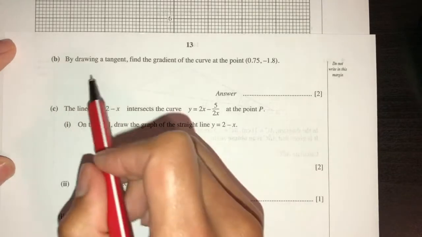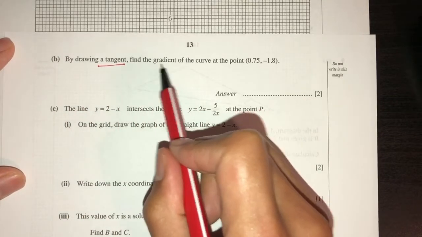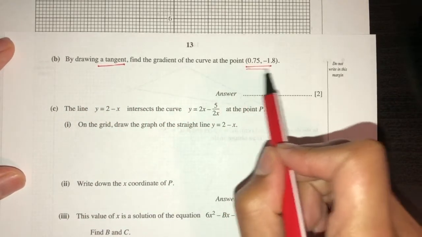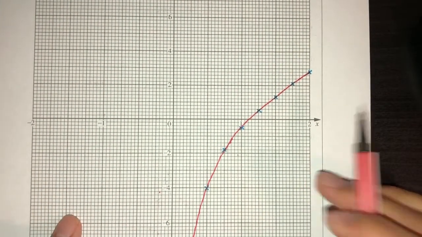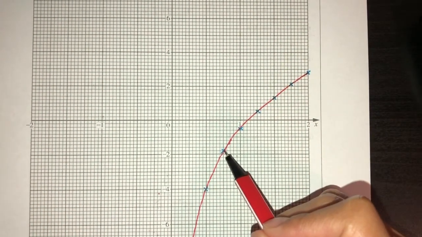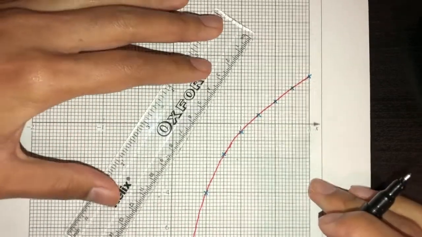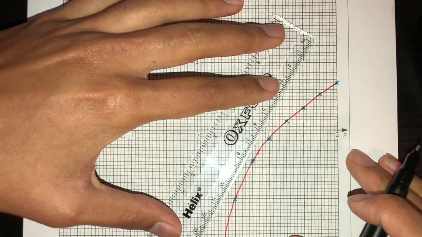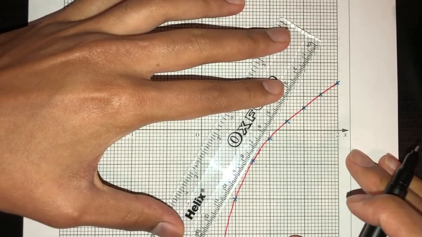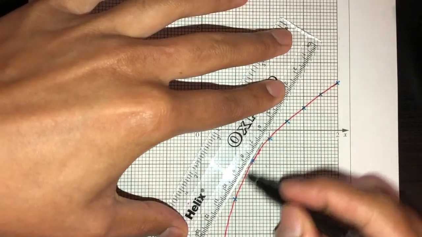Now for part B, by drawing a tangent, find the gradient at this point at x equal to 0.75. So 0.75 will be here. Find the gradient at this point. So let's draw a line. So we can just draw a line that is along this curve. Should be about here in this direction.